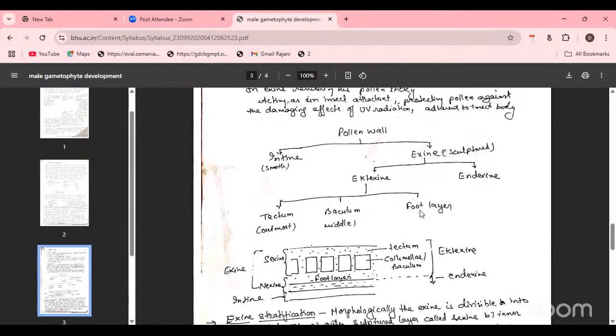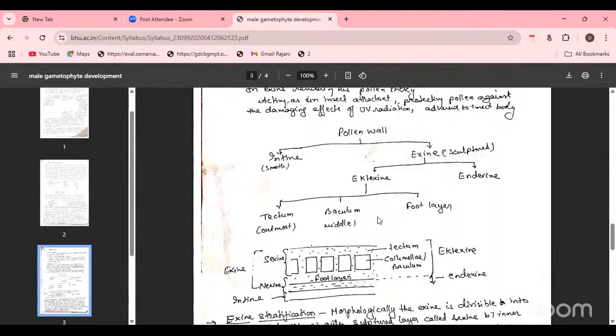The pollen wall can be divided into two layers, exine and intine. The inside layer, the intine, is very smooth. The outer layer is the exine, which is sculpted. The exine is again divided into ectexine and endexine. The ectexine is again divided into three parts: tectum, baculum, and foot layer. The tectum is the outermost layer, the baculum is the middle one, and the last one is the foot layer.